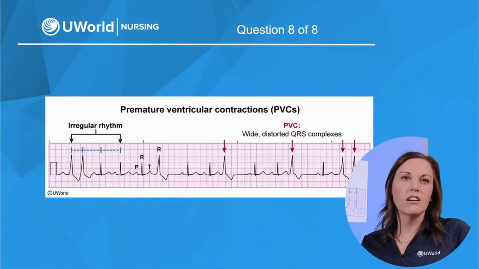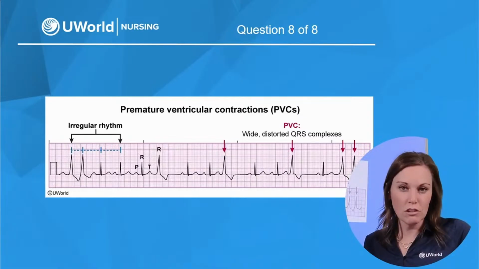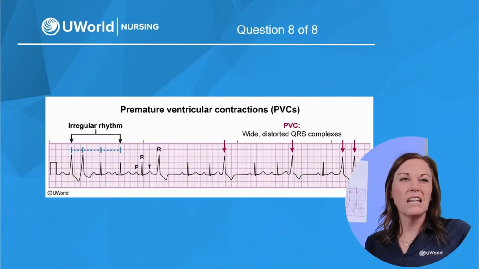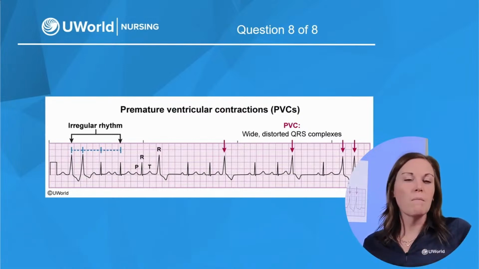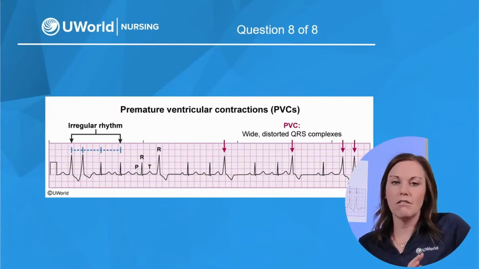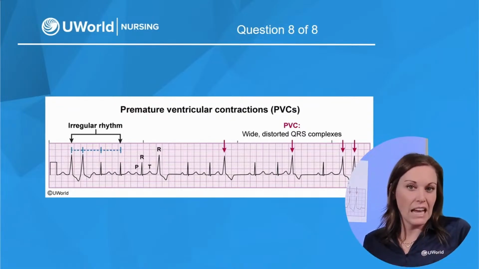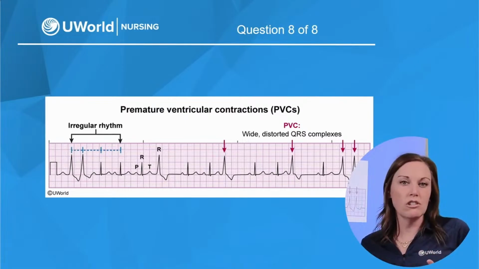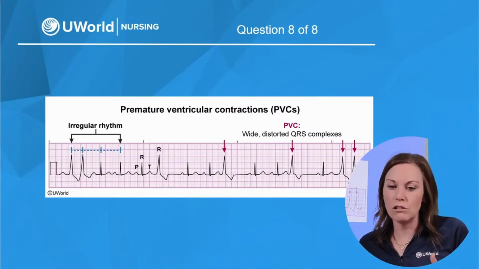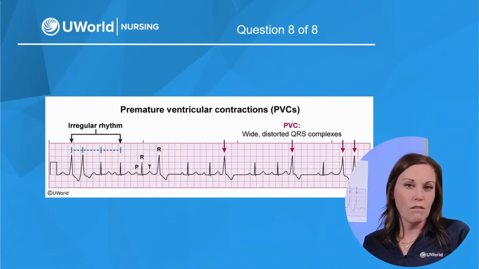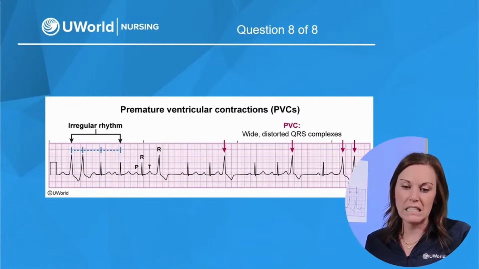Our correct answer on this one is going to be premature ventricular contractions. Essentially what we're seeing on this, we're going to have a little bit of an irregular rhythm. We're going to have wide distorted QRS complexes. That QRS complex is going to swallow that PR interval. It's going to hide the electrical activity happening with our atrium, and it's just going to show the electrical activity happening with our ventricles. So we're going to have a variable heart rate. It's not going to be consistent, an irregular rhythm, and not consistent PR intervals.